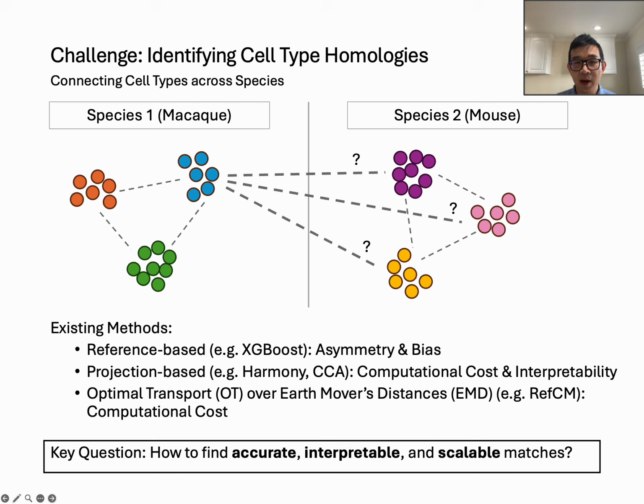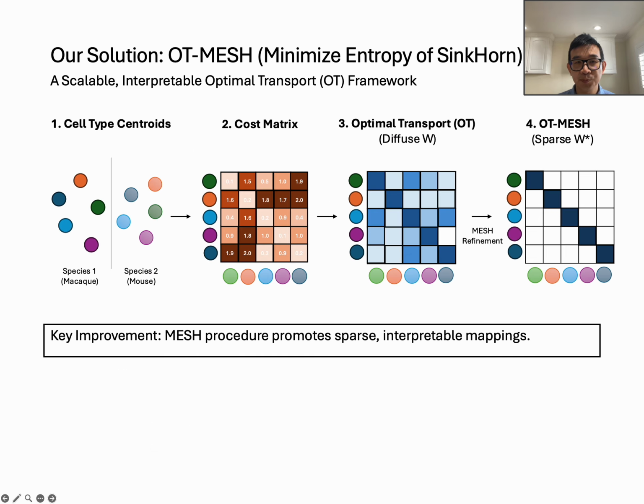Reference-based methods, like XGBoost, are supervised, which forces one species to be the reference and creates an inherent asymmetry and bias. Projection-based methods, like Harmony, are often slow and operate on single cells, which can obscure the direct type-to-type relationships we want to find. Even recent optimal transport methods, like RefCM, can be limited by the high computational cost of calculating exact Earth mover's distances. This brings us to the key question that motivated our work: how can we find cell type matches that are simultaneously accurate, interpretable, and scalable?